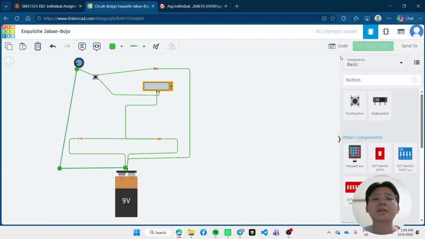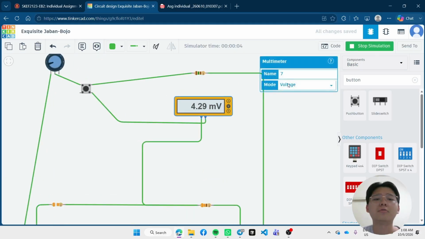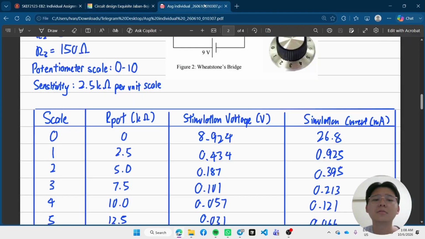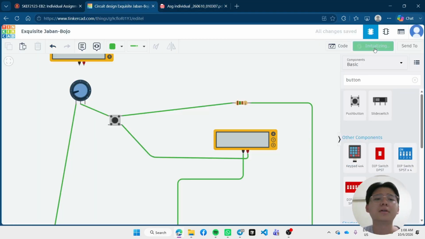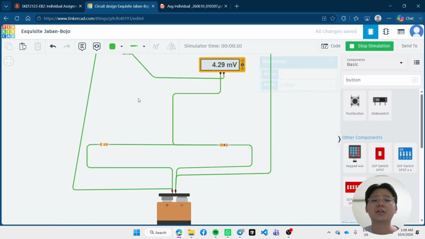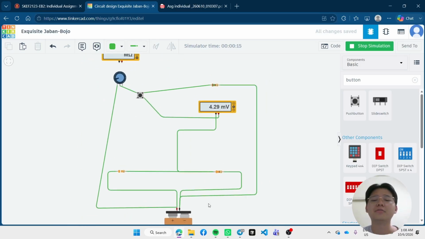Okay, I already connected. Then we can see the mV, and we can change it to the ampere. Then we can see the ampere. So like this, the ampere is okay. We need to press this one, then we can get the ampere because we need to open the switch. And press this one, you can get the voltage. This is how I got the voltage and also the current.